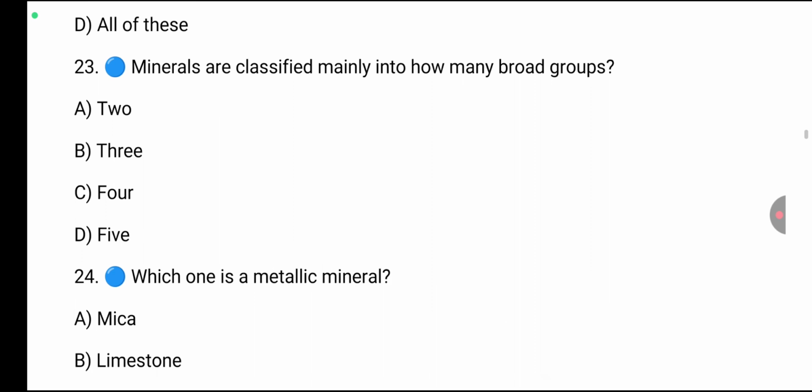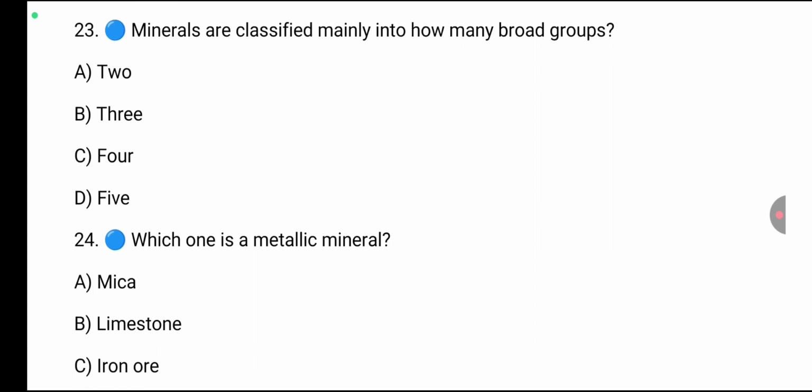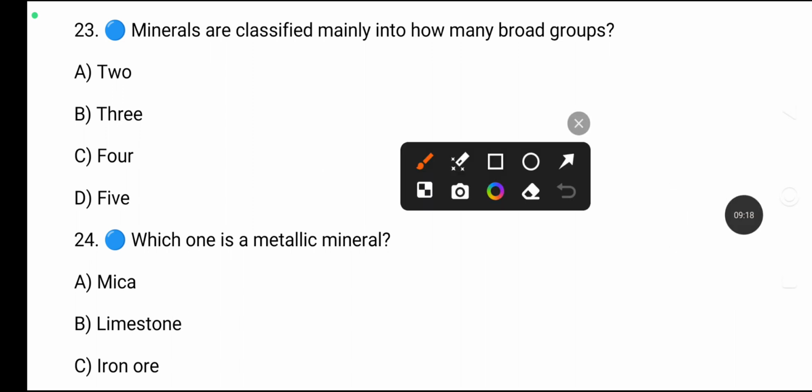Now moving on to question number 27. Minerals are classified mainly into how many broad groups? If you see option 2, option 3, option 4 and option 5, the answer will be A, that is 2 types.